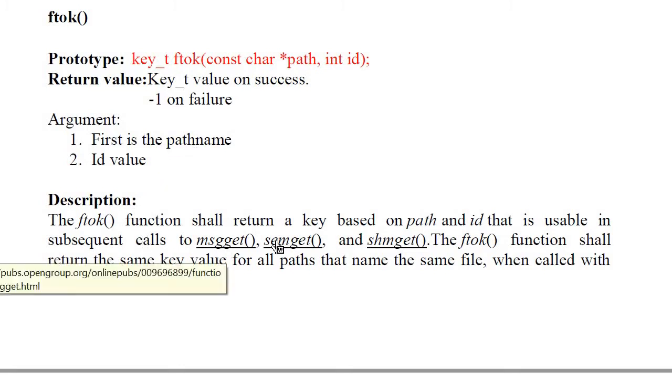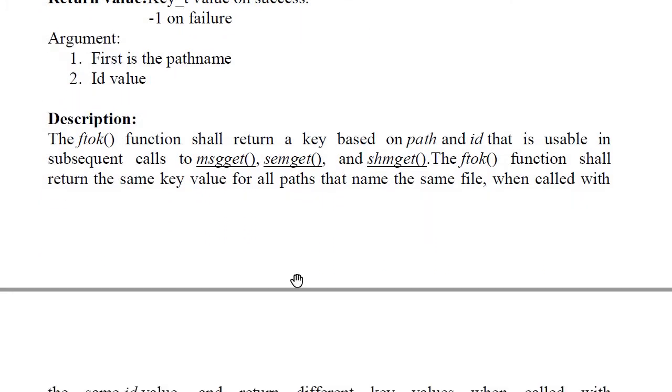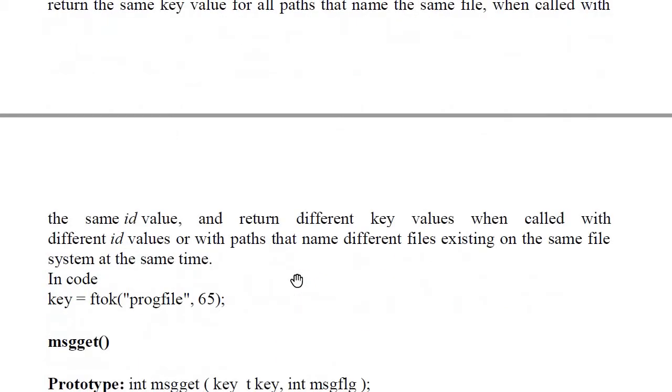This function shall return a key based on path and ID that is usable in subsequent calls to msgget, semget, and shmget. These are some of the system calls, semget and shmget, in shared memory and semaphore. So the ftok function shall return the same key value for all paths that name the same file when called with the same ID value, and return different key values when called with different ID values, or with paths that name different files existing on the same file system at the same time.